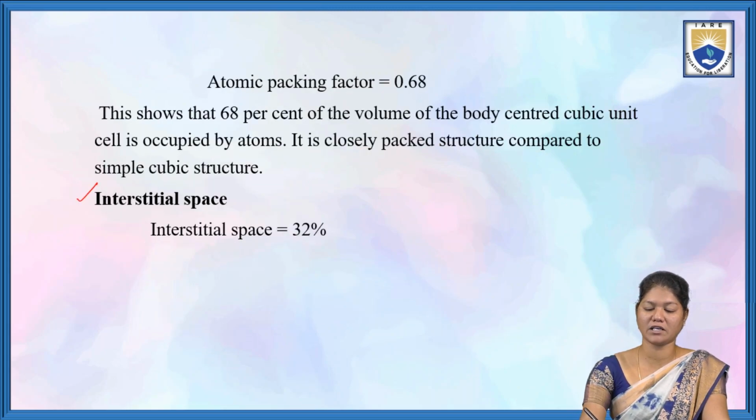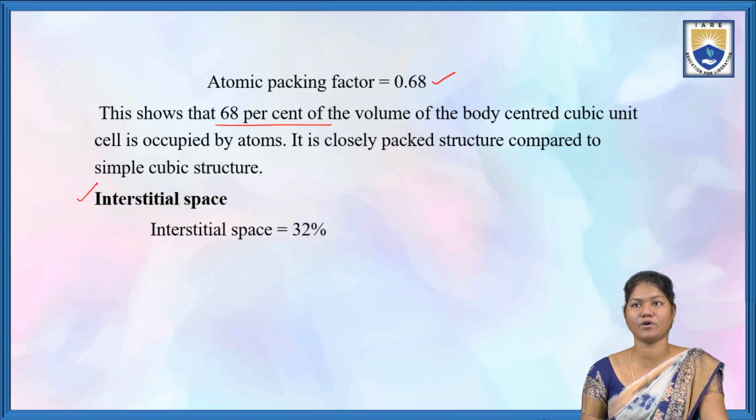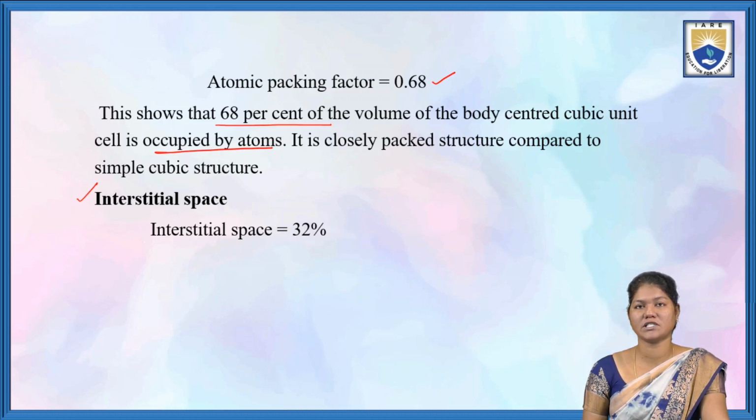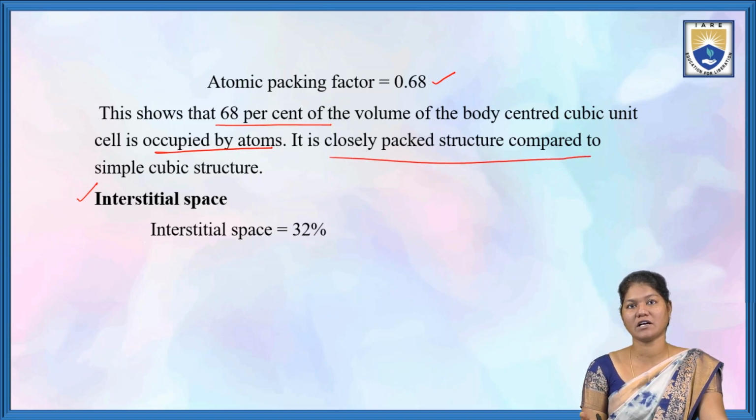So the atomic packing factor is 0.68, and this shows 68% of the volume of the body centered cubic unit cell is occupied by atoms. So only 68% is occupied by atoms in the BCC unit cell. So it is a closely packed structure when compared to the simple cubic structure.